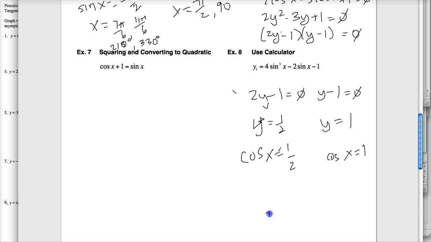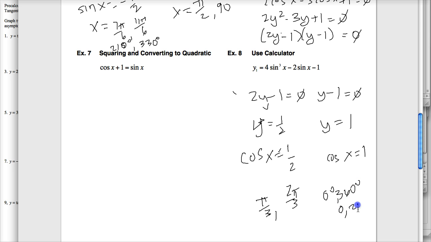And again, I'm just going to fast forward through this. Cosine equals half at pi over 3, and it also equals it at 5 pi over 3. And cosine equals 1 just at one place, and that is at 0 degrees, or 0 radians, and 360 degrees, or 2 pi: 0 and 2 pi.